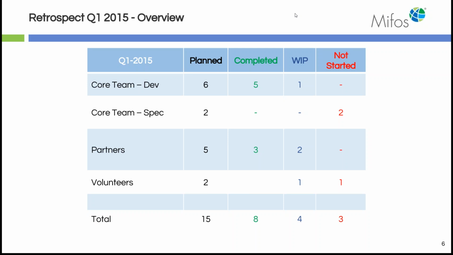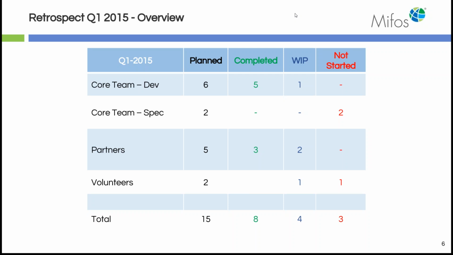Then the core team tried to write some specifications, which, given the fact that we're in an internal restructuring, didn't really find the time to, so they're lacking currently. Then partners committed to 5 major points, where 3 were completed and 2 are still a work in progress, but are expected to be in pretty soon.